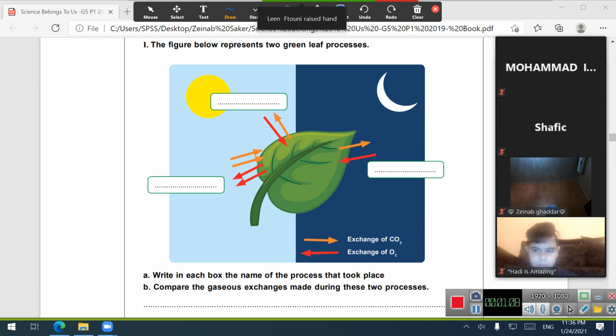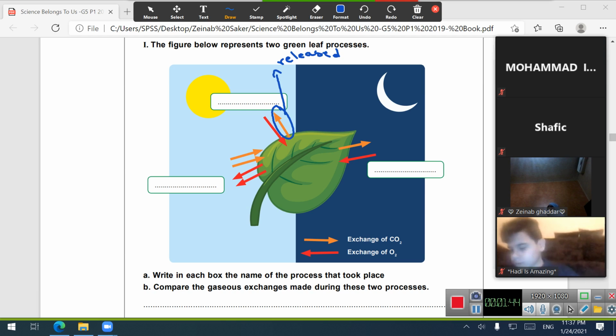In part A, before we start, I have the blue arc. In this blue arc, I have an orange arrow. This orange arrow represents the exchange of CO2. It means in this one, the carbon dioxide is released because it leaves the leaf. And in this part also, carbon dioxide is released out.